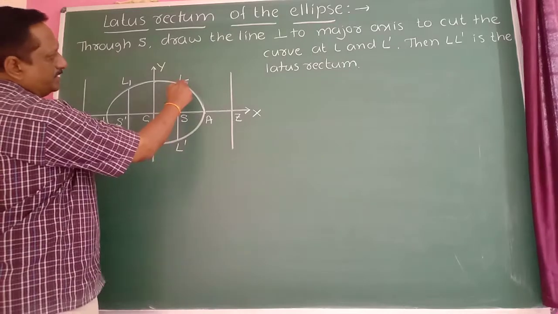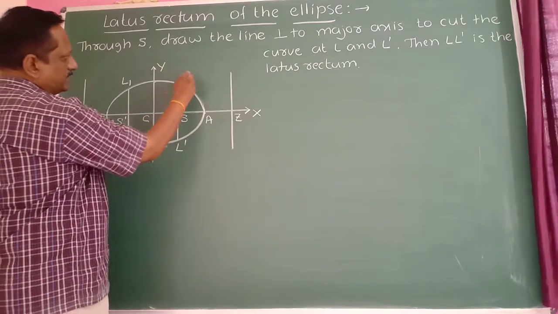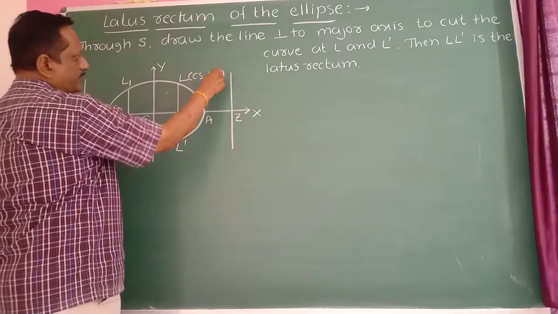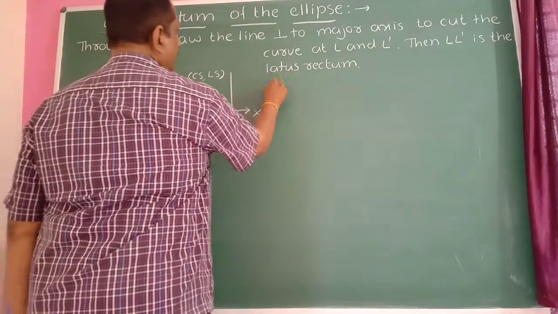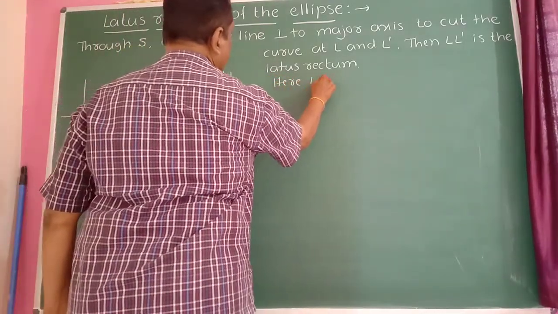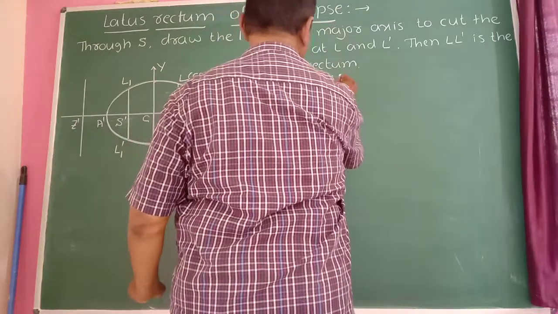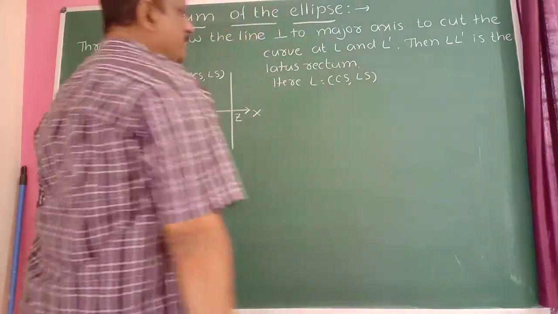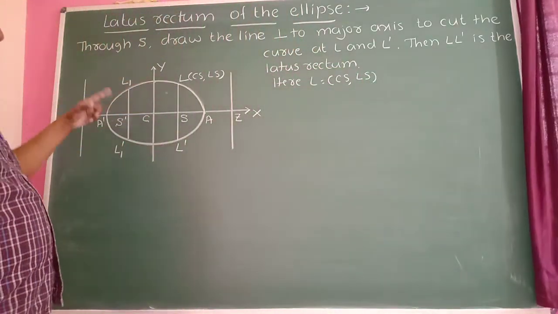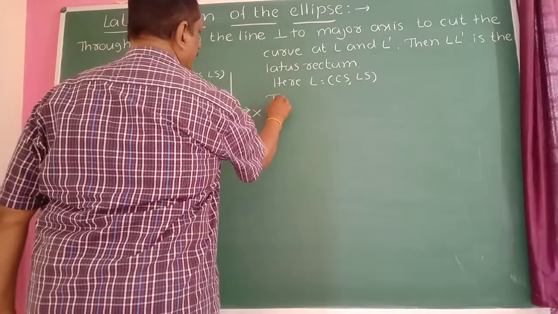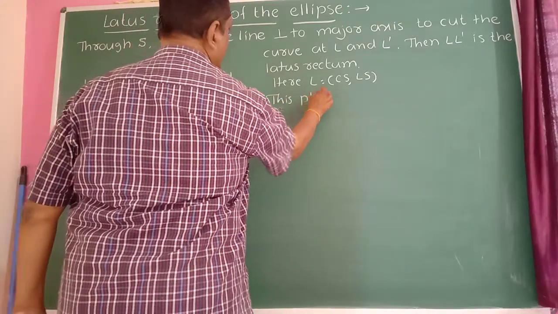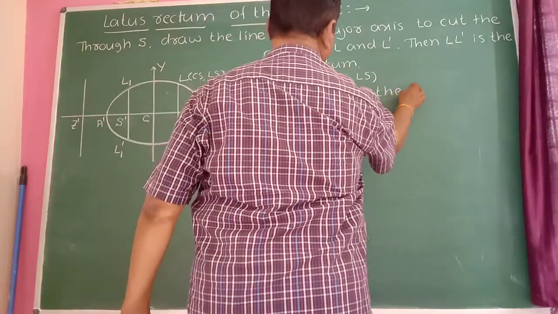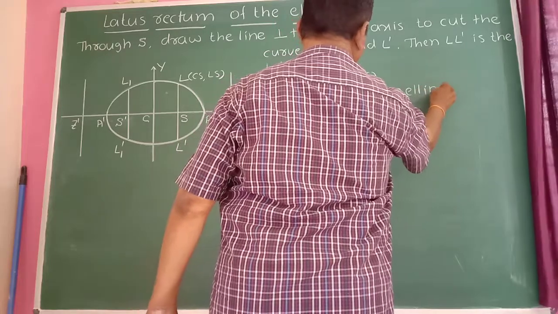Consider the coordinates of this point L: the x coordinate is CS and the y coordinate is LS. So L is equal to x coordinate CS and y coordinate LS. This point lies on the ellipse, which you already proved.